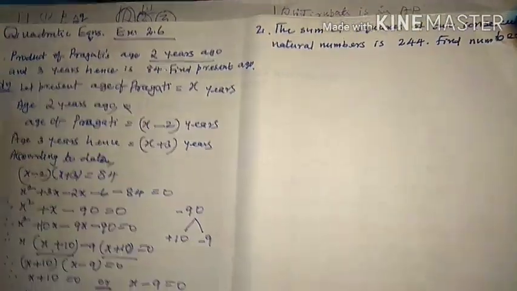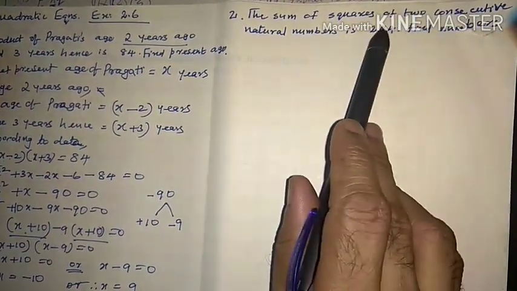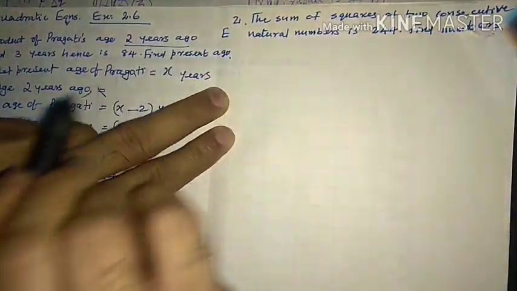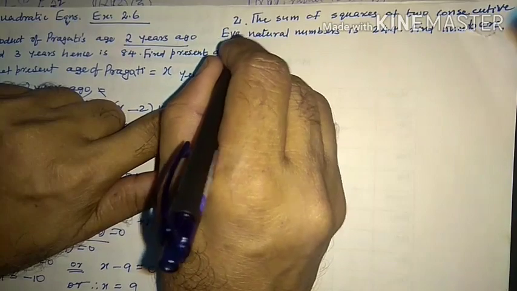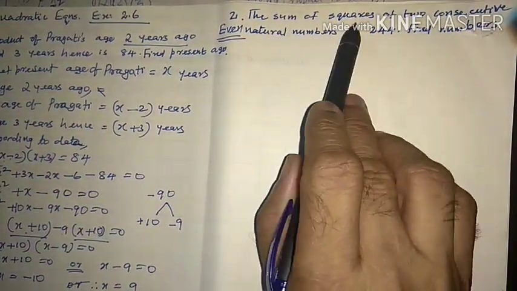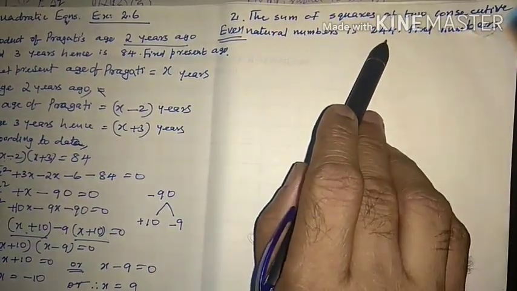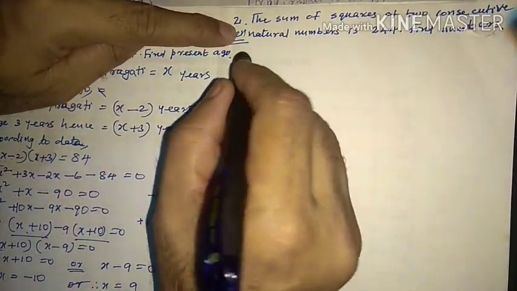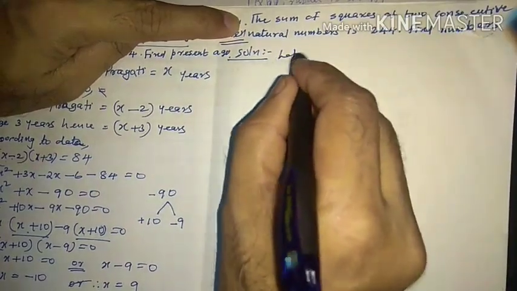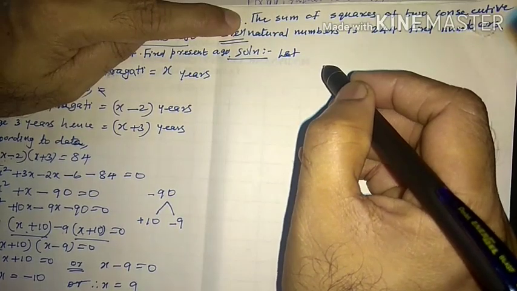Now we do question number 2. Here, the sum of squares of 2 consecutive even natural numbers. The question is wrongly printed, so we corrected it. The sum of squares of 2 consecutive even natural numbers is 244. Find the numbers. We are solving. So, solution. Let the 2 consecutive even natural numbers be x and x plus 2.